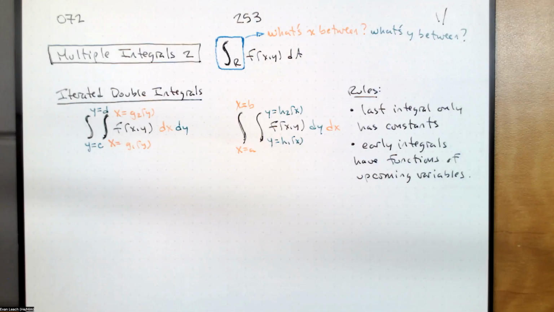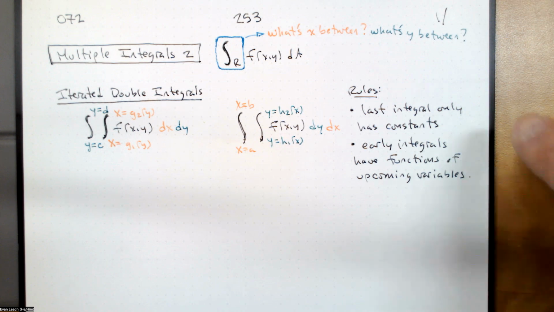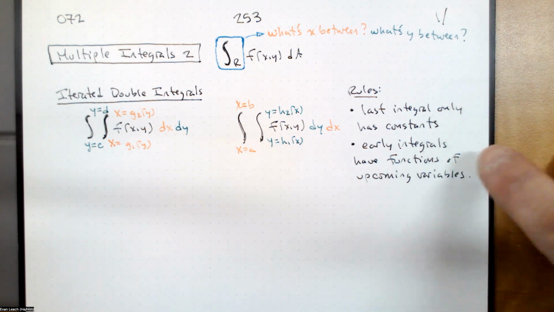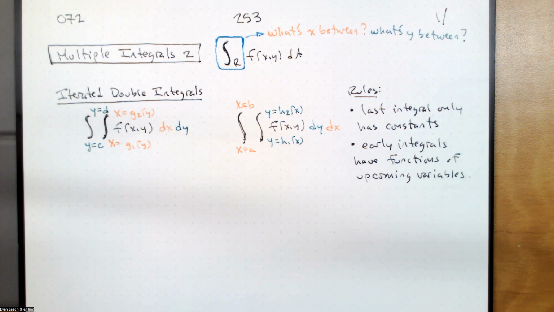So today we're going to practice describing the region R with what's x between and what's y between. Last time on Calc 3, we talked about the rules for setting up an iterated double integral. The last integral only gets to use constants. Early integrals can have functions of upcoming variables.